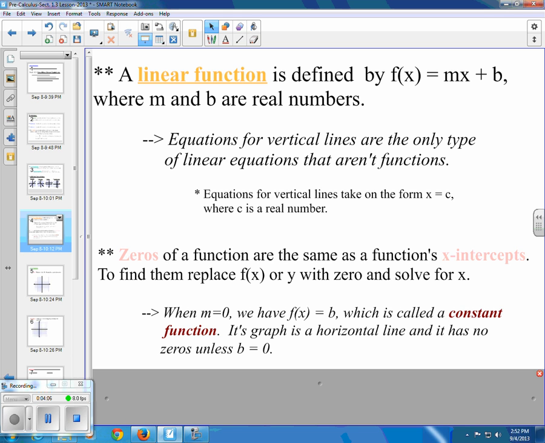When m actually equals 0, you end up canceling out the x term of the linear function. What you are left with is what is called a constant function. It actually represents a horizontal line, and there are no zeros to that horizontal line unless the horizontal line is actually your x-axis.